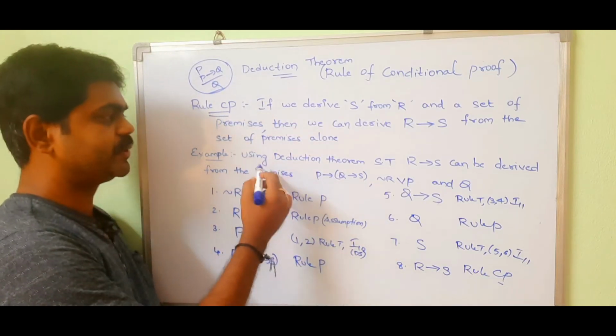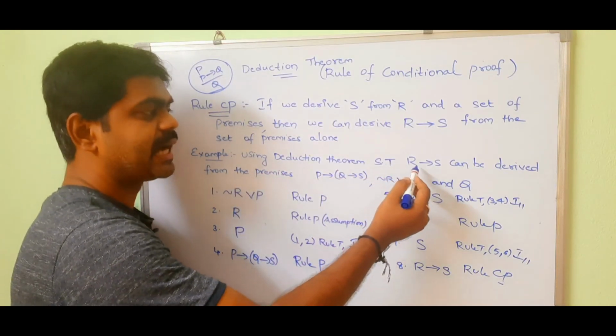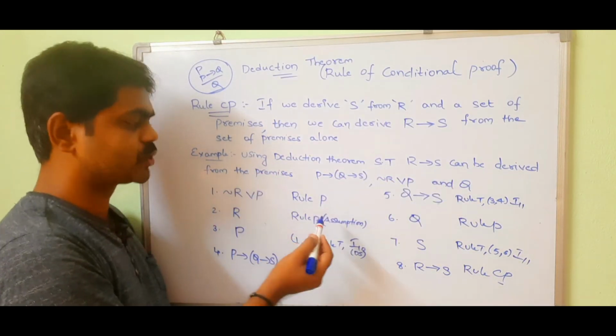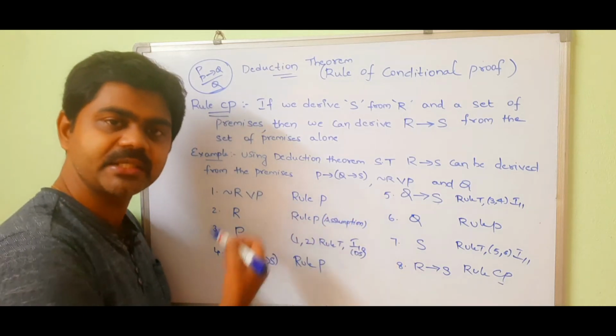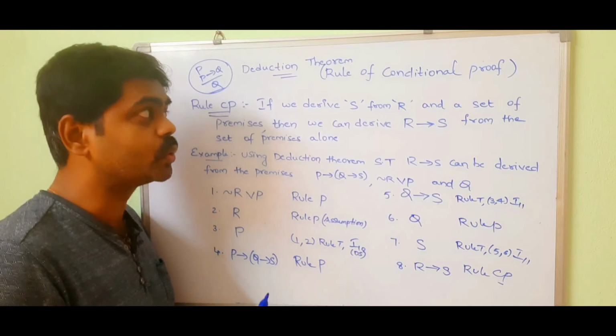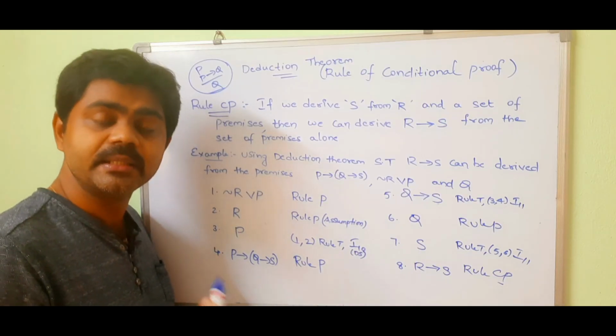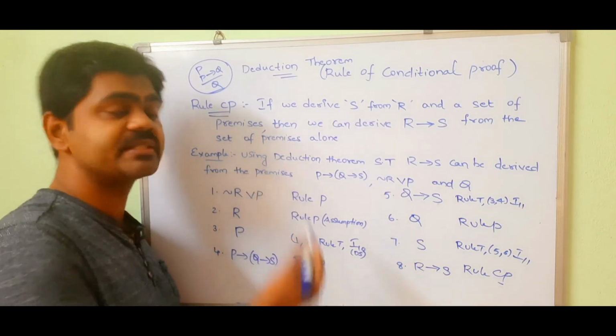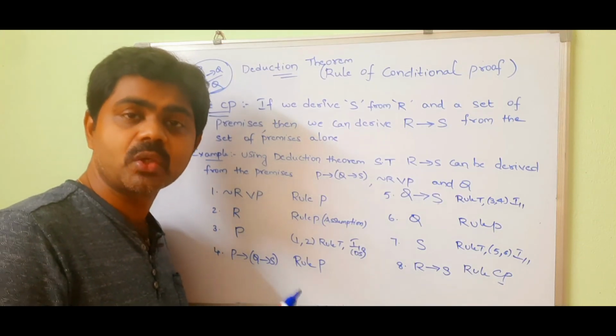What we needed to derive here using the deduction theorem is that R → S can be derived from the premises. So from the premises itself we are deriving R → S. This is nothing but your deduction theorem or rule of conditional proof. Now with this we finish this topic. I hope you understood the concept.